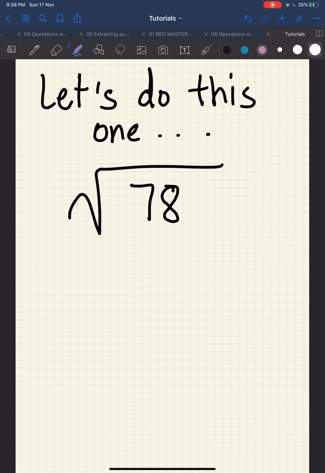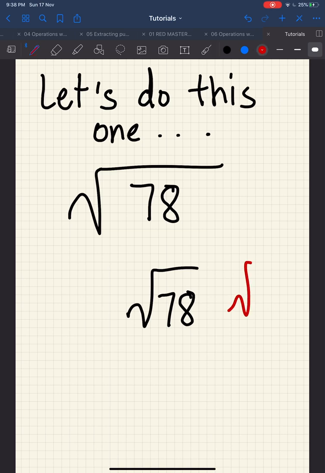78, okay? So, let's look at square root of 78. Now, what would be the upper bound? What is the closest perfect square to 78? Huh? What'd you say, Joe? Oh, 81. Fantastic. Okay, square root of 81 would be the upper bound. And what would be the lower bound? 64. Thank you very much, Joe.